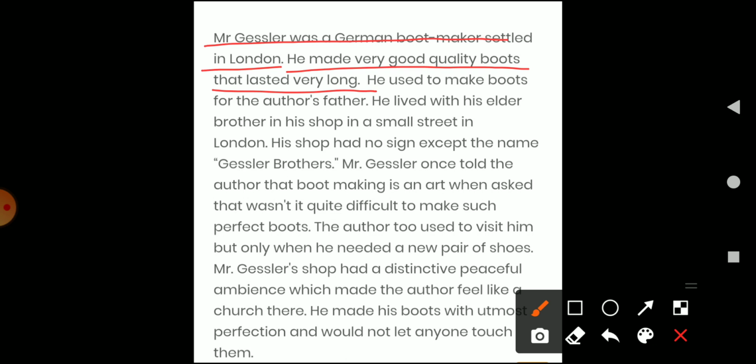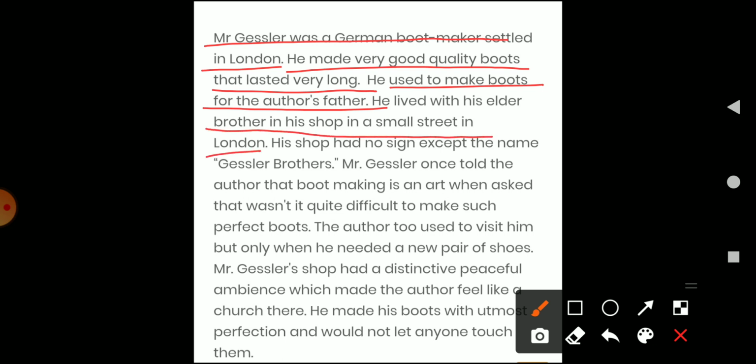Okay, so the shoes that Mr. Gessler makes, the quality of the shoes is so good that it lasted for very long. He used to make boots for the author's father. He lived with his elder brother in his shop in a small street in London.